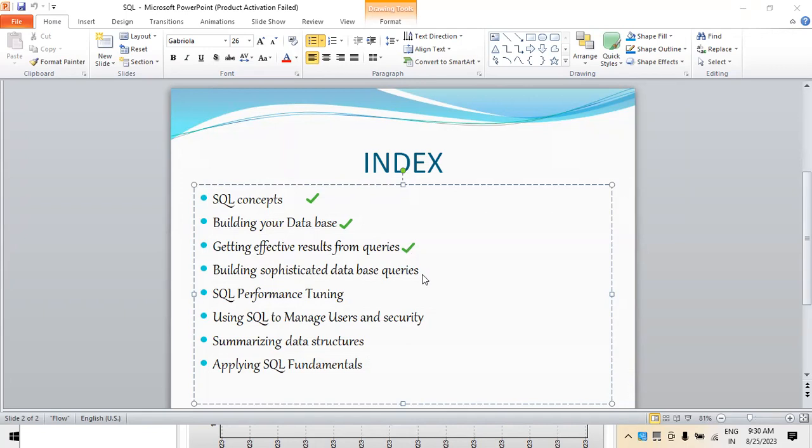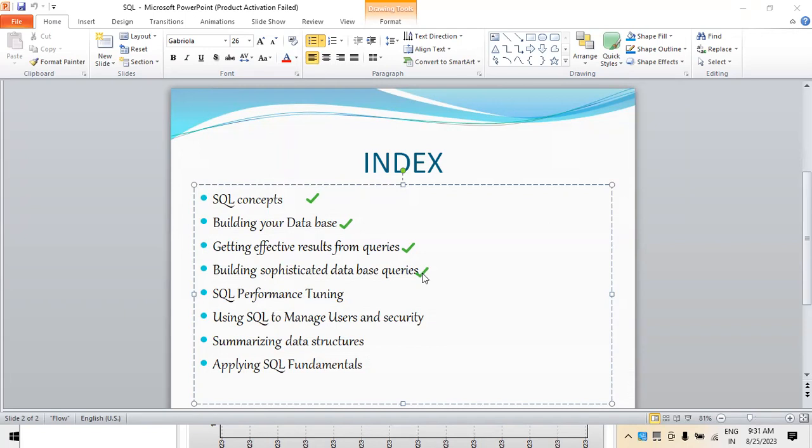Next one, building sophisticated database queries. For that, you need to have knowledge of joining tables in queries and all that. So that's what I'm going to cover here, right? We need to understand different joins and join considerations, and how subqueries are used to define unknown data. We need to know about, again, in subqueries we have embedded and correlated subqueries, all that. So that sort of knowledge will also be covered.